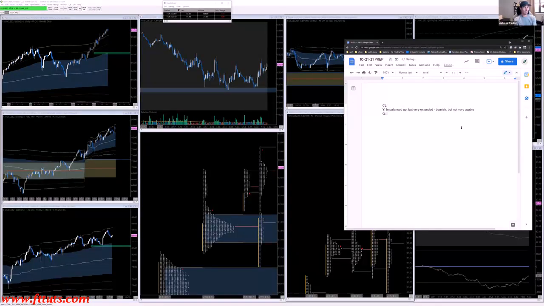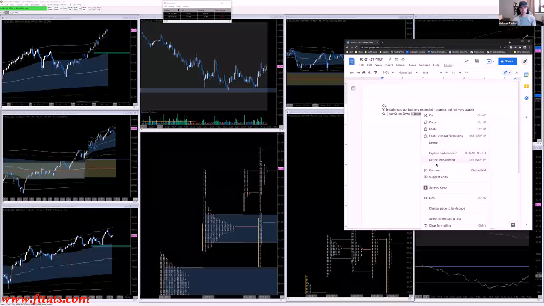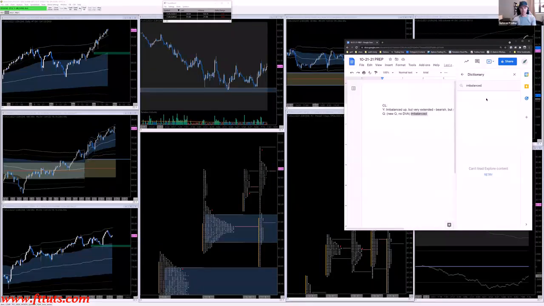Quarterly. New quarter, so no DVA. We are balanced up, imbalanced, balanced. Is there a way I can add that to the definition or define it? Whatever. Up relative to its prior value.